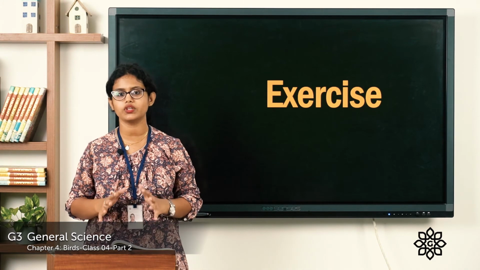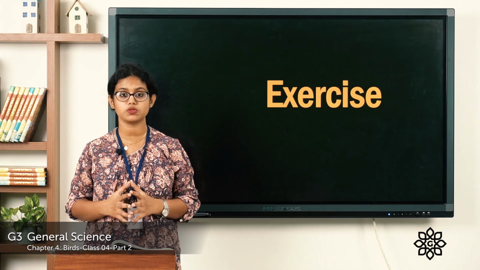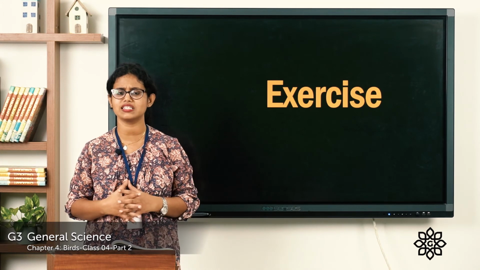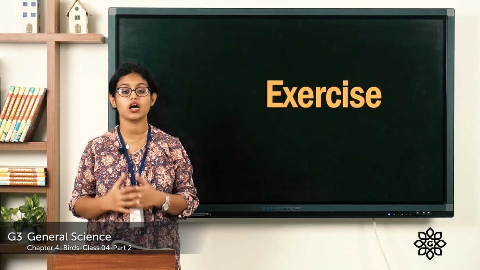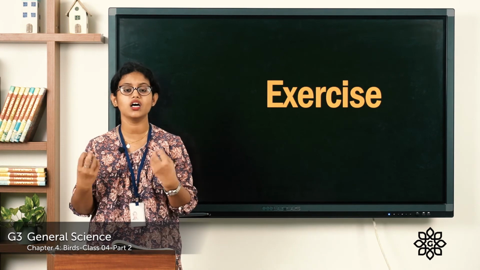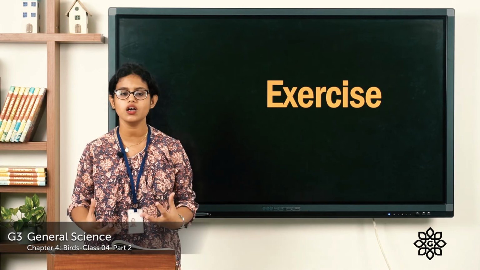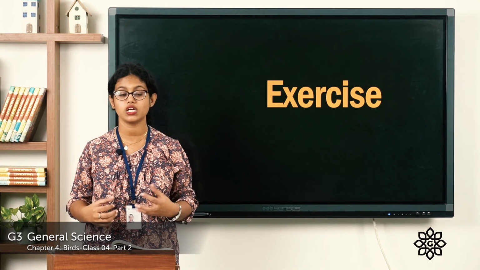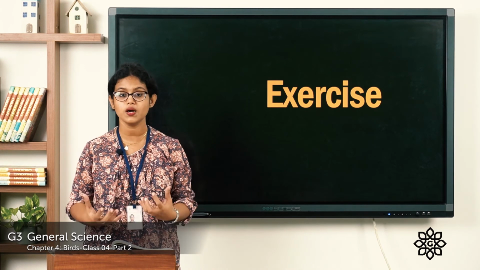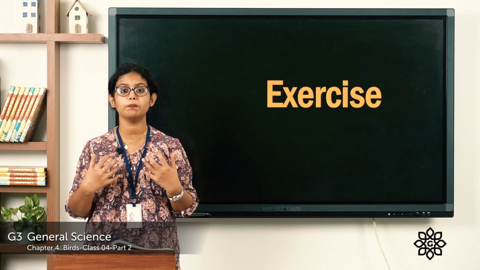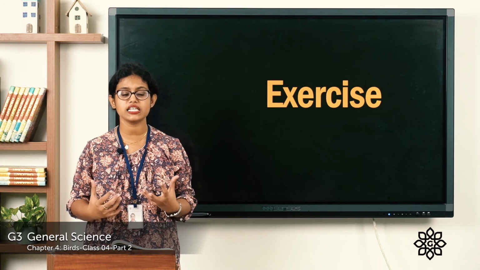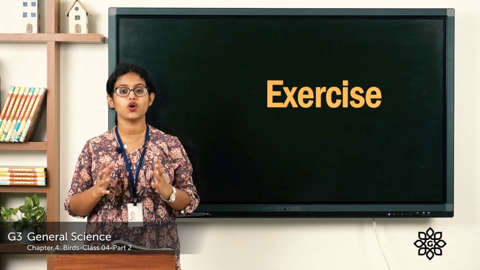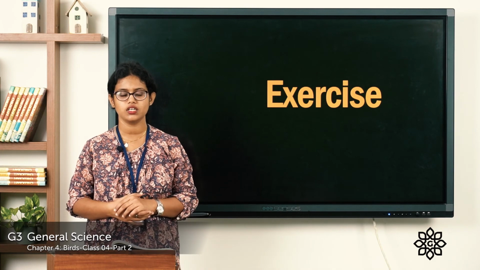So we are done with this chapter, and the name of the chapter was birds. And what did we learn in this chapter? We learned about birds around us. We learned about the body parts of a bird. And we learned about the different types of feathers of a bird. Then we learned about the beaks, the feet, and the nest of birds. I hope you understood this chapter.